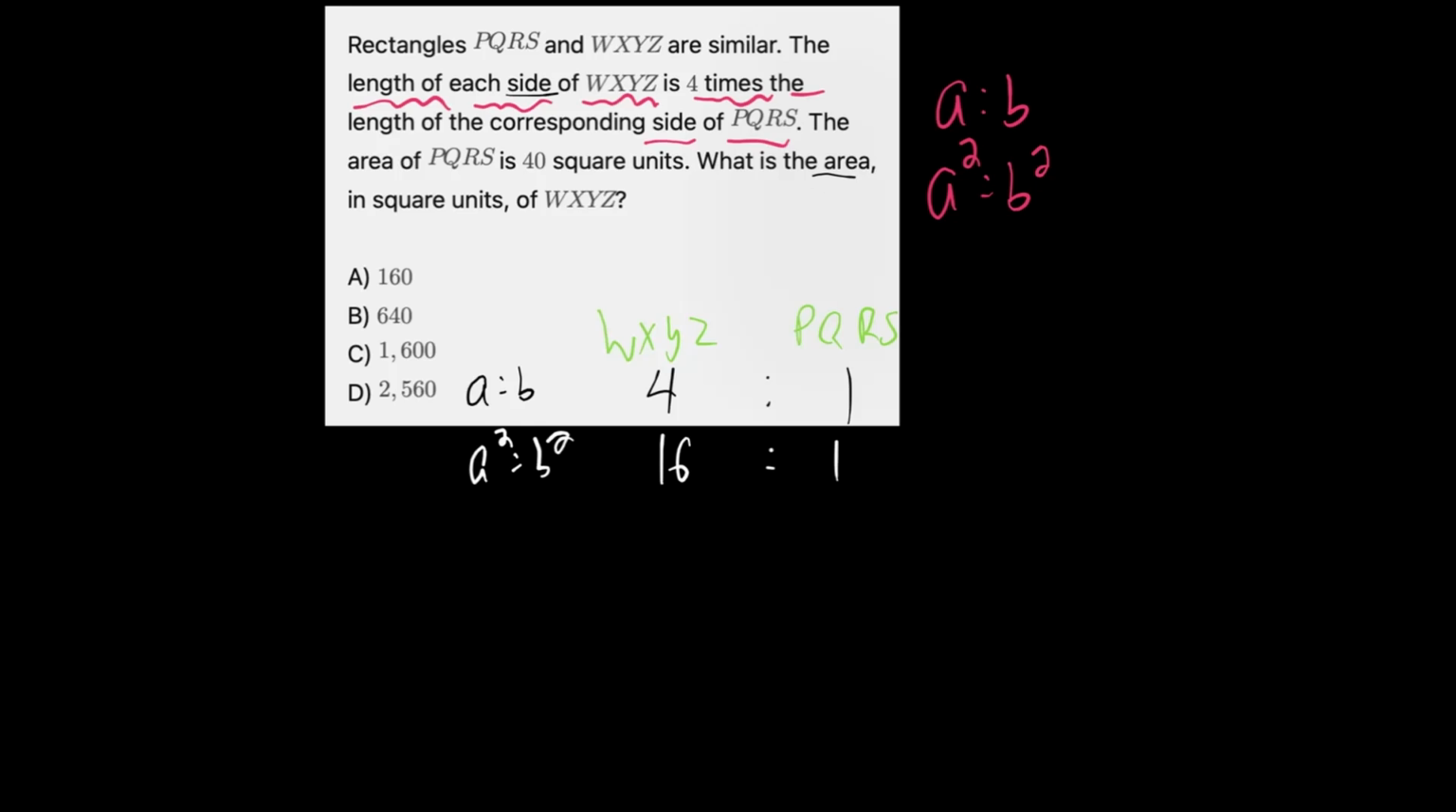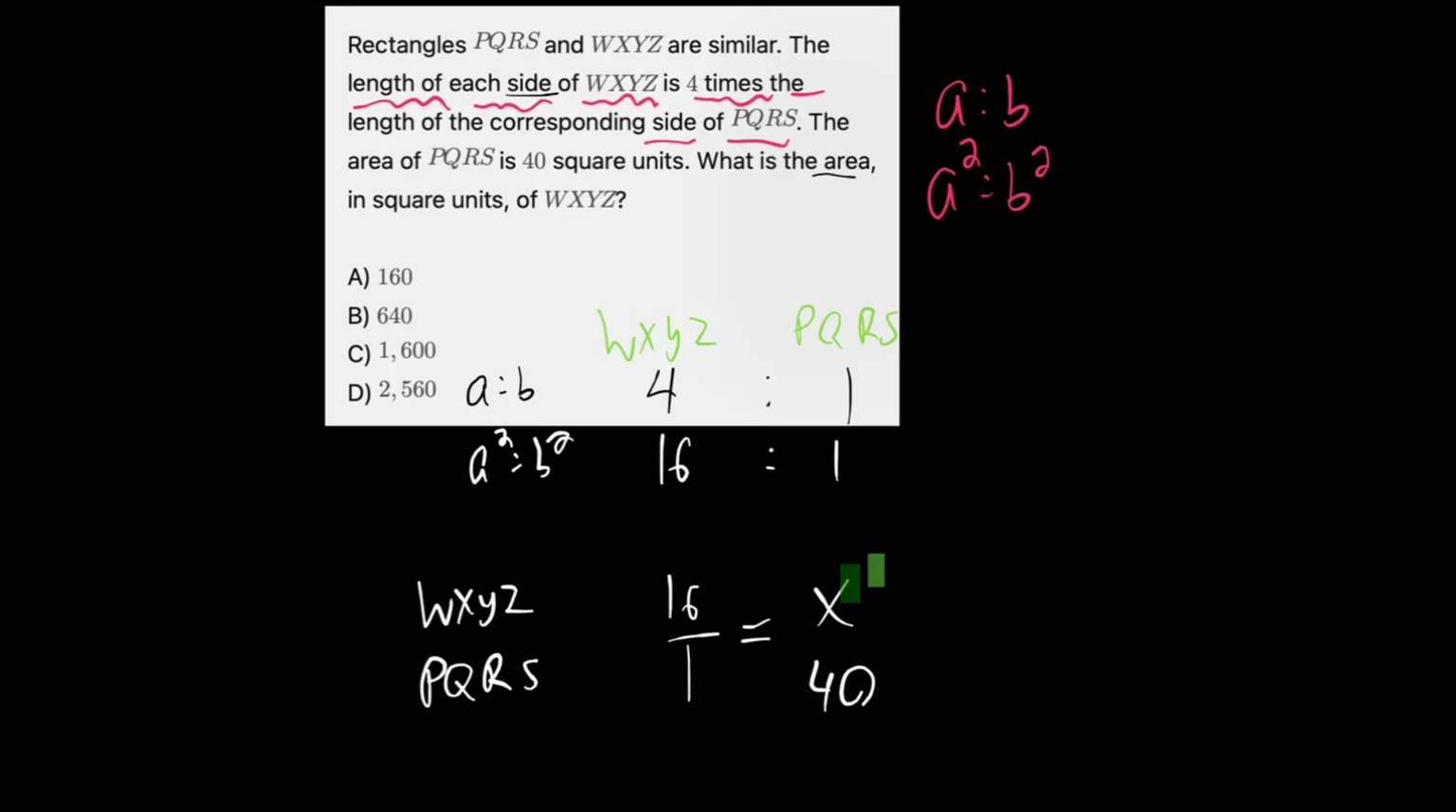So if we write that as a fractional proportion now, we've got 16 over 1 is going to be equal to what over what? Now, once again, that's 16, that's WXYZ, and the 1, that's PQRS. So now, if the area of PQRS is 40, we'll put the 40 here, and we're looking for the area of the other one. We'll put X right here.